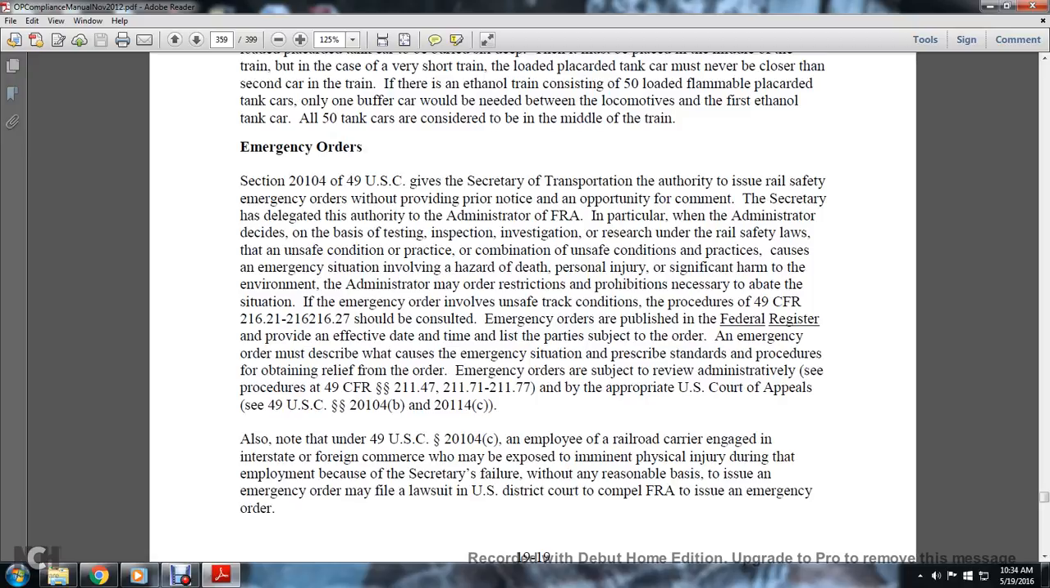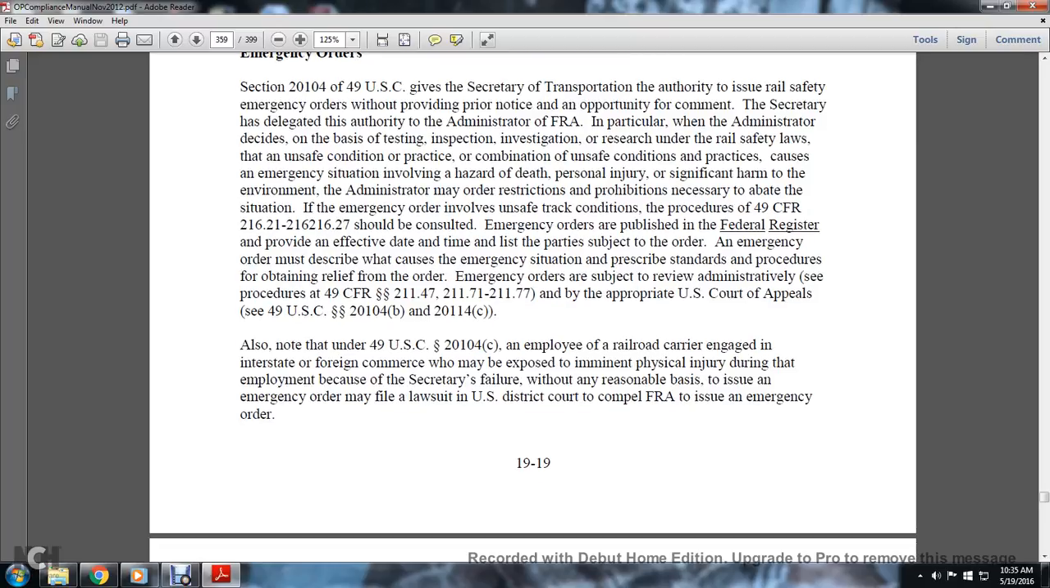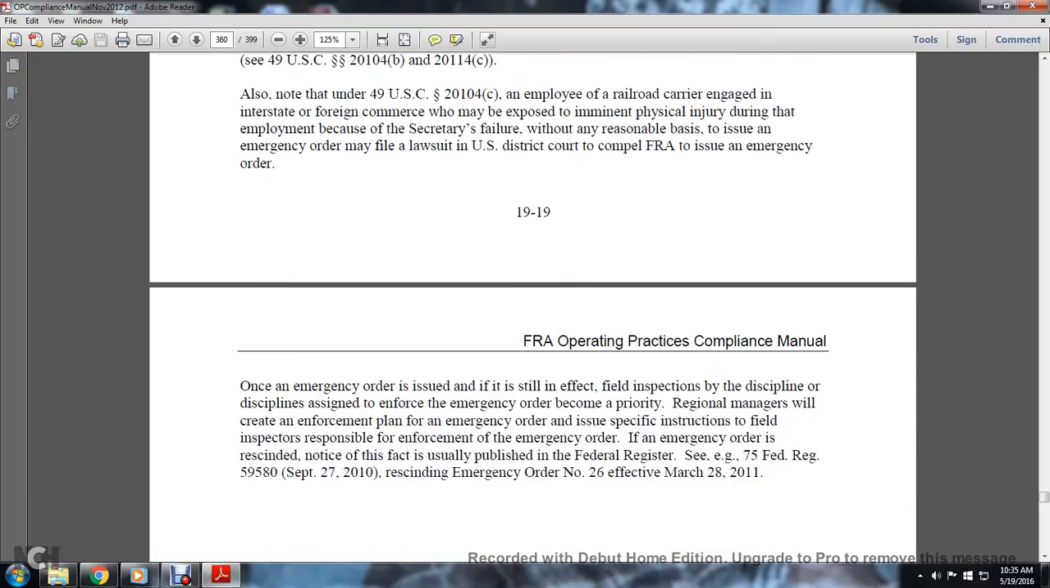The appropriate U.S. Court of Appeals, Title 49 U.S. Code 20104(b) and 20114(c). Also note that under Title 49 U.S. Code 20104(c), an employee of a railroad engaged in interstate or foreign commerce who will be exposed to imminent physical injury because of the Secretary's failure, without any reasonable basis, to issue an emergency order may file a lawsuit in the U.S. District Court to compel the FRA to issue the emergency order.